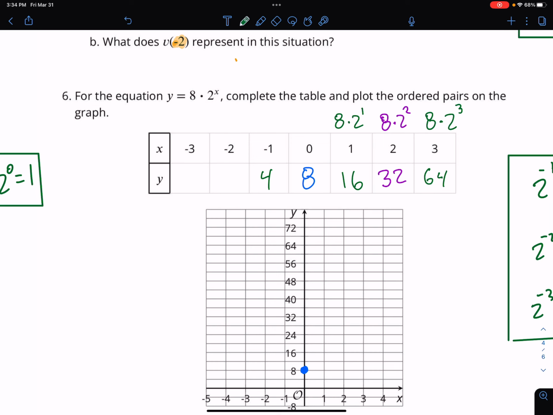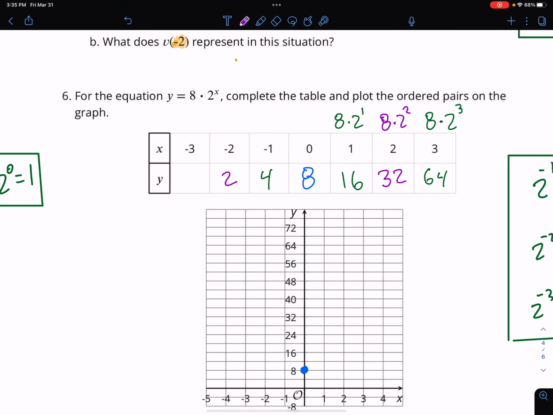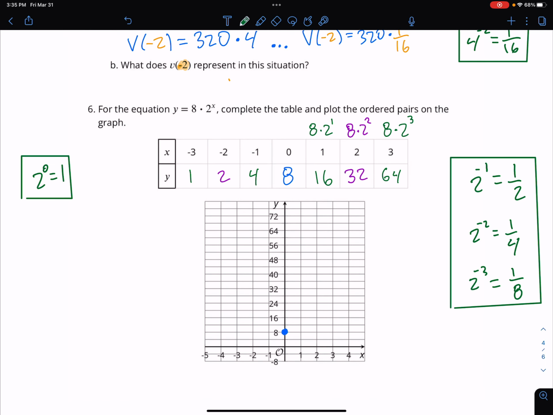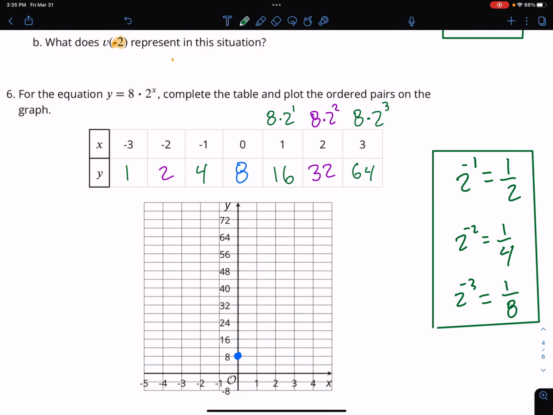And then what's half of 4? Well, that's going to be 2. And what's half of 2? Well, that's 1. Now, let me show you where this comes from, okay?